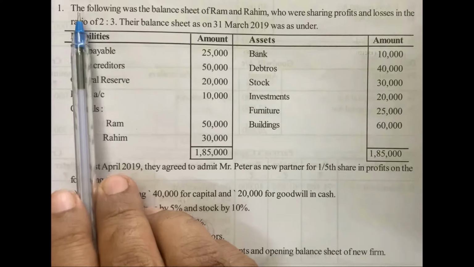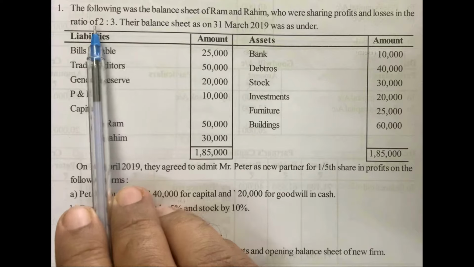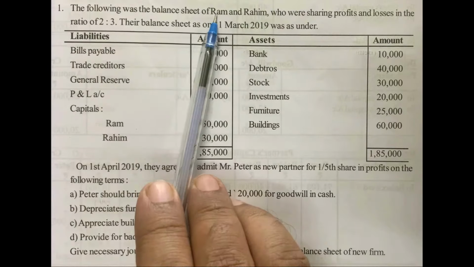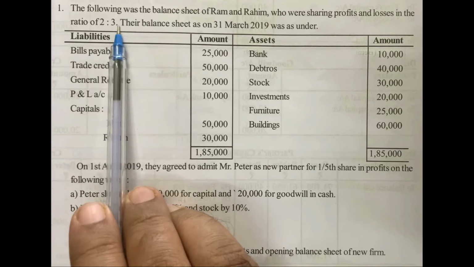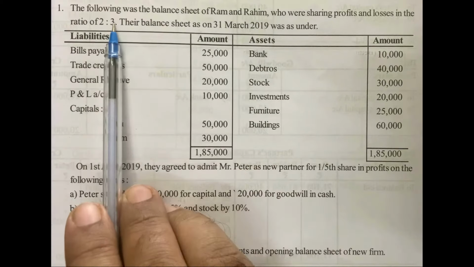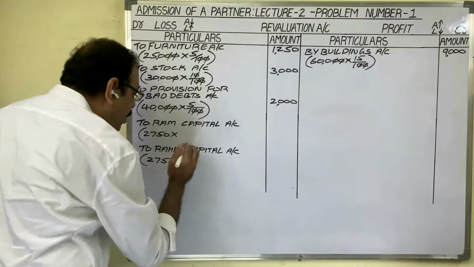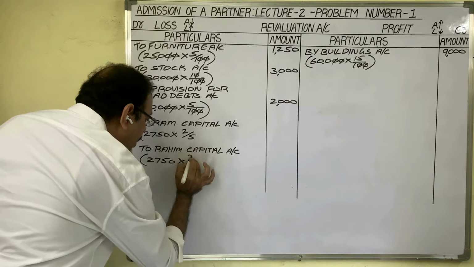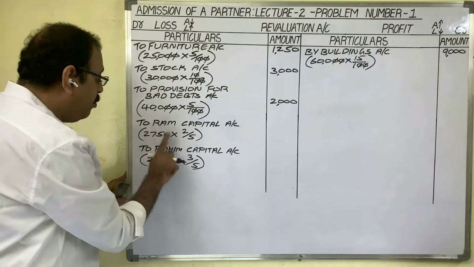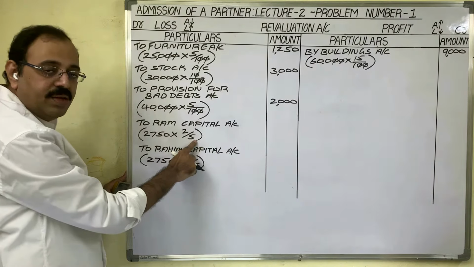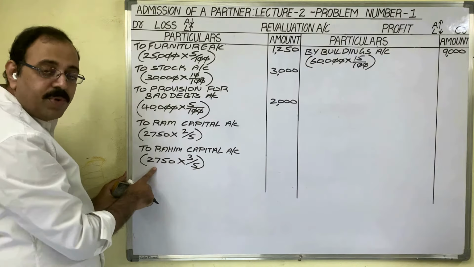In which ratio? In question he has given that the following was the balance sheet of Ram and Rahim, who were sharing profits and losses in the ratio of 2:3. This 2:3 is known as old ratio. So for Ram, 2 number is applicable. For Rahim, 3 number is applicable. So Ram share is 2/5. How 5 came? 2+3. Rahim share is 3/5. In 2:3 ratio, we have to transfer revaluation profit to old partners' capital accounts. So for first partner, 2/5. For second partner, 3/5. 2/5 of 2750. If you want to calculate, you have to multiply 2750 with 2/5 share. Similarly, 3/5 of 2750. How you will get? You have to multiply this fraction with profit.